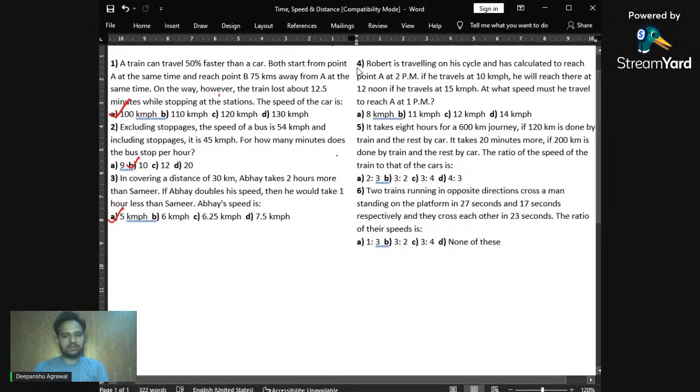For question number four, it should be 12 kilometer per hour. For question number five, it should be 3 is to 4. And for question number six, it should be 3 is to 2.